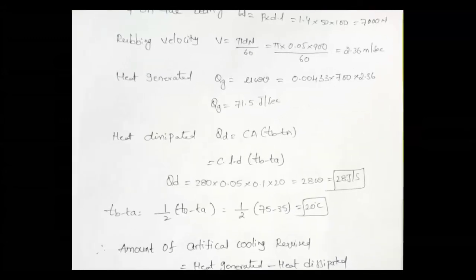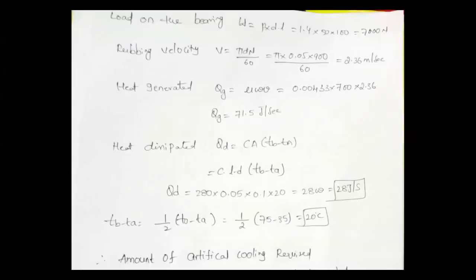You have the formula. See here, heat generated Qg equal to mu into W into V. Already we calculated the mu value. In any problem, while you are solving, first try to write down the formula. My procedure is to first write down the formula, because here artificial cooling is required. Artificial cooling means heat generated minus heat dissipated. What is the formula for heat generated and what is the formula for heat dissipated? First you note down the formula. Then according to that formula, you evaluate each and every parameter.